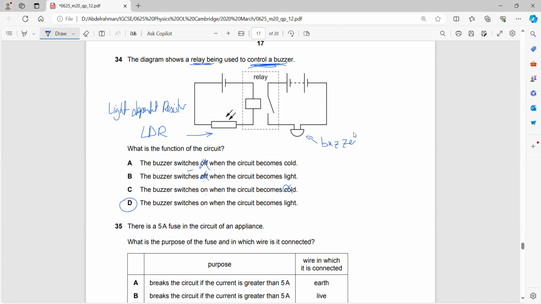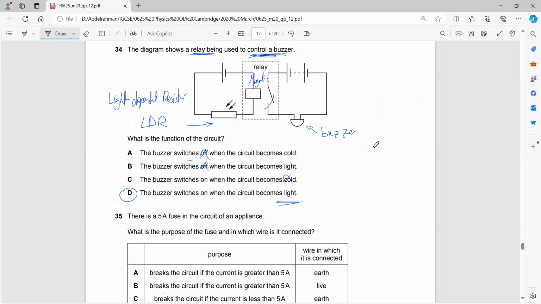As the brightness increases, the resistance decreases and the current increases. When the current increases, the magnetic field increases, and then the switch is closed, so the buzzer switches on. Any questions?